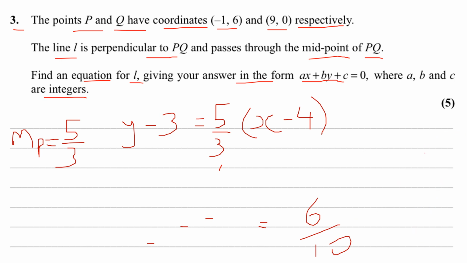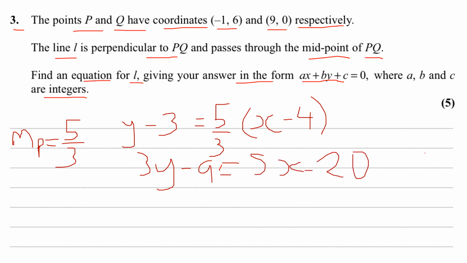Because I want it in the form ax + by + c = 0 rather than y = mx + c. But again, there's no harm here. And expanding it, so times up by 3, I have 3y minus 9 equals 5 lots of this, so it's going to be 5x minus 20.